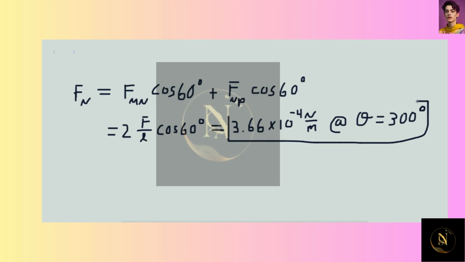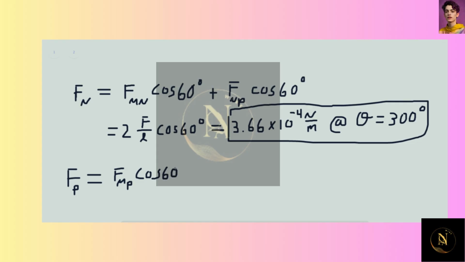The very last one is finding the force at point P, which we'll call F sub P. It is equal to the force from M on P times the cosine of the angle, which from the figure is 60 degrees, plus the force from N on P multiplied by the cosine of 60 degrees. Again, the forces are the same, so we end up with 2 times the force per unit length, F over L, which we found in the beginning, times the cosine of 60 degrees.